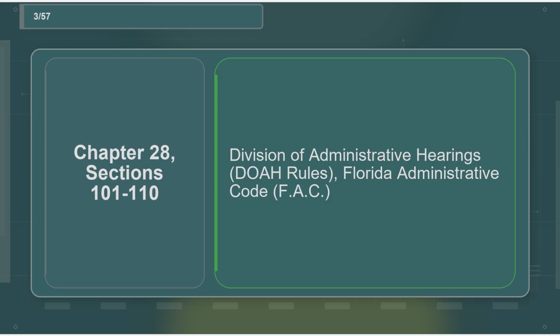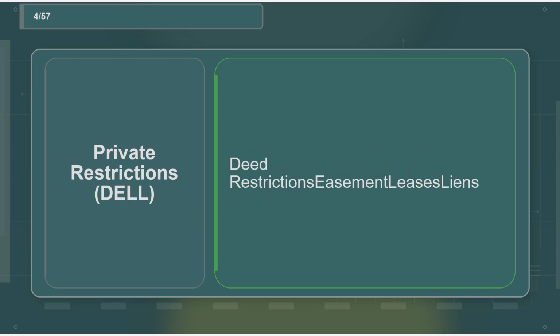Flashcard 3. Term: Chapter 28, Sections 101-110. Definition: Division of Administrative Hearings, DOAH Rules, Florida Administrative Code, FAC. Flashcard 4. Term: Private Restrictions, DEL. Definition: Deed Restrictions, Easement, Leases, Liens.